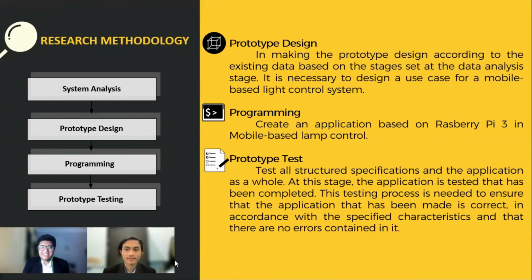Prototype design. In making the prototype design according to the existing database on the stage set at the data analysis stage, it is necessary to design a use case for a mobile-based light control system. Programming. Create an application based on Raspberry Pi 3 in mobile-based lamp control. Prototype test. Test all structure, specification, and the application as a whole.